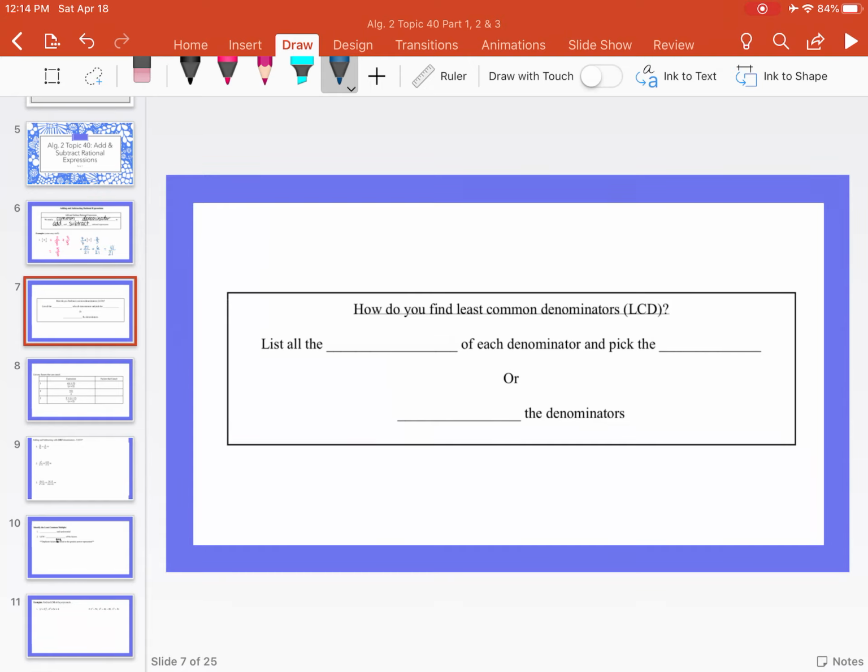So how do we find the least common denominator, also referred to as the LCD? In some examples, we can list all of the multiples of each denominator and pick the smallest. In example 1, we were looking specifically at the factors of them, since 4 was a factor of 8. Whereas in example 2, it's a little bit different.